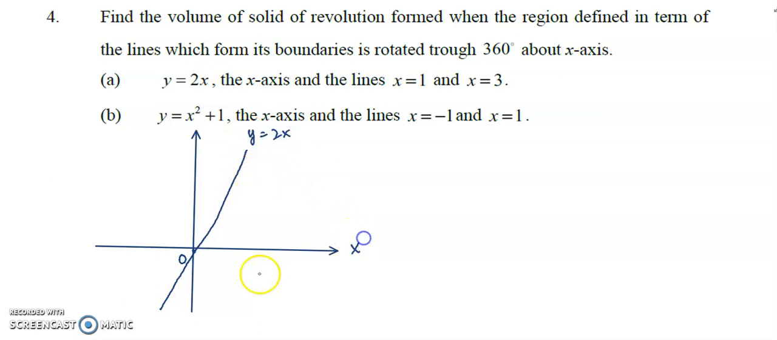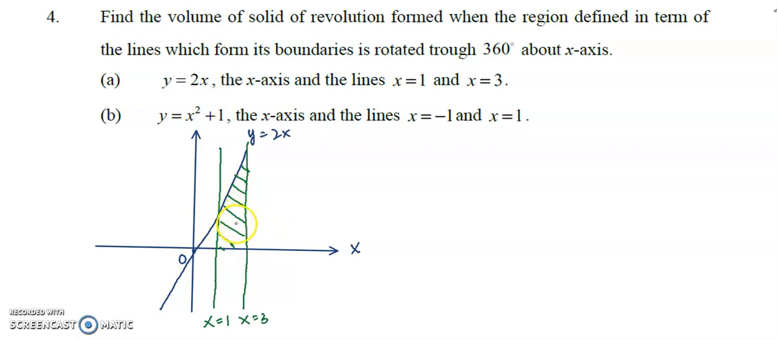And this region is also bounded by the x-axis. The line x equals 1 is somewhere here. This is x equals 1 and x equals 3. So this region that we're interested in is roughly located here. Okay, so this is the region that I shaded.